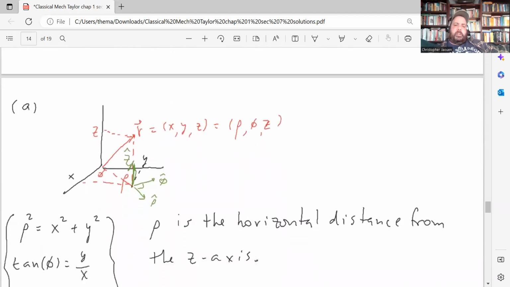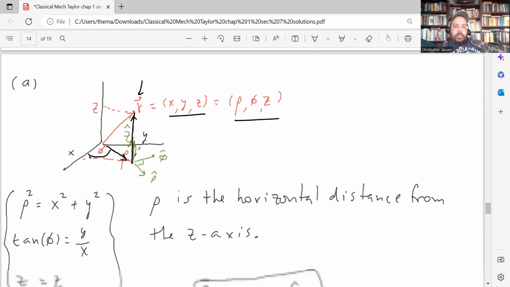All right, so here's the picture. This is the position vector here. It has coordinates x, y, z, or rho, phi, z in cylindrical polar coordinates, as he calls it. So rho is the distance from the vertical axis, the z-axis. Phi is the angle, or if you want to think of it, the polar angle. It's the same as the polar angle in polar coordinates. And z is just the height of the point. Z is the same in both Cartesian and in cylindrical polar coordinates, right?